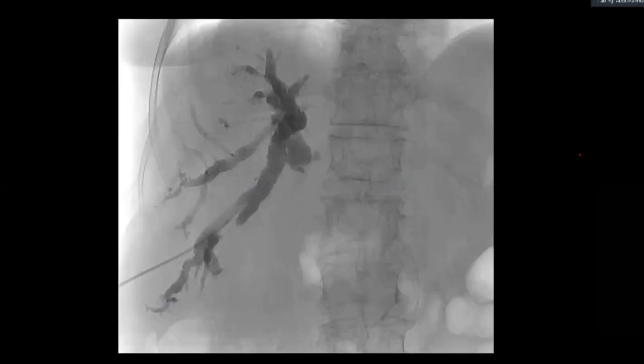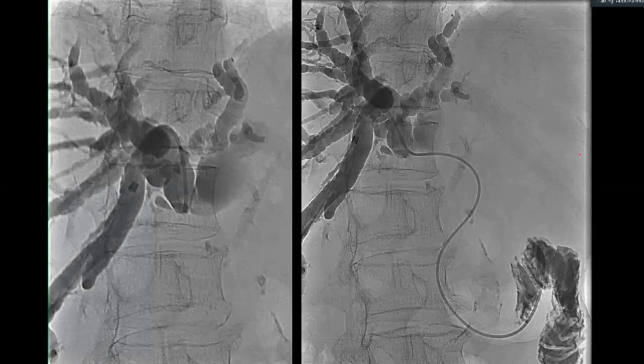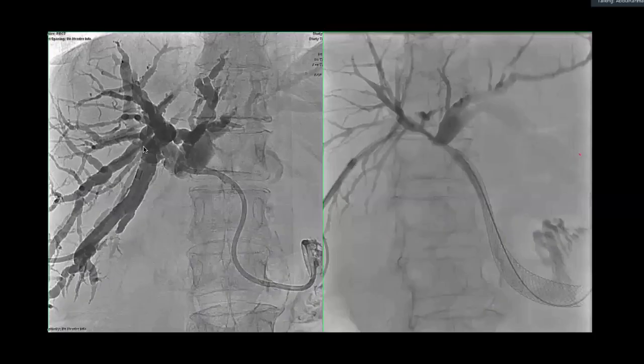Then you identify the problem. So there was a stricture there. The stricture was then crossed in the picture on the right. An internal-external biliary drain was inserted.